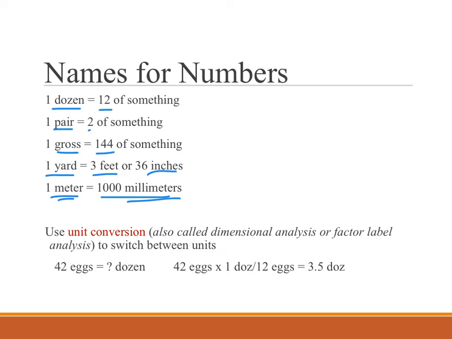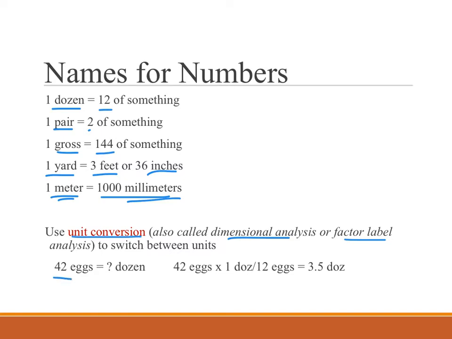Now in the metric system, we can just use a decimal point, but if you're talking about something like eggs and dozens as compared to individual eggs, or comparing inches to yards, you need to use a process known as unit conversion. Sometimes you also see this described as dimensional analysis or sometimes factor label analysis. And basically you do something like this.